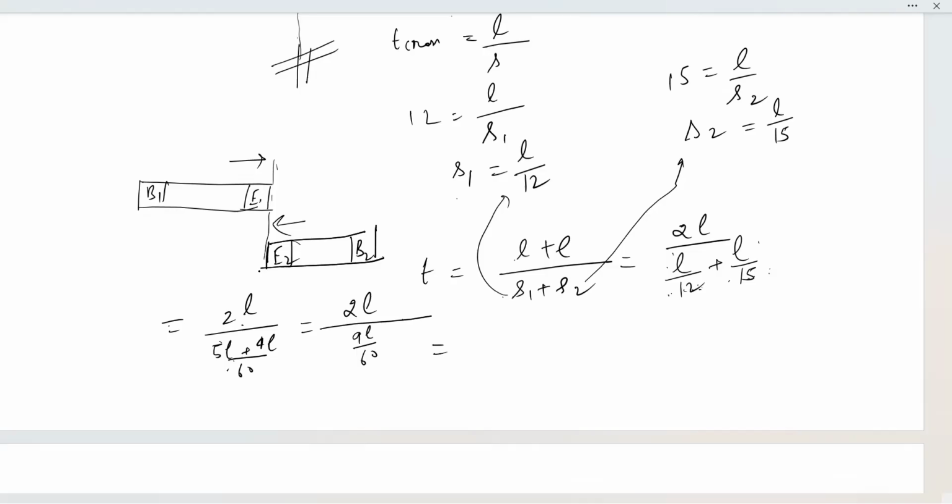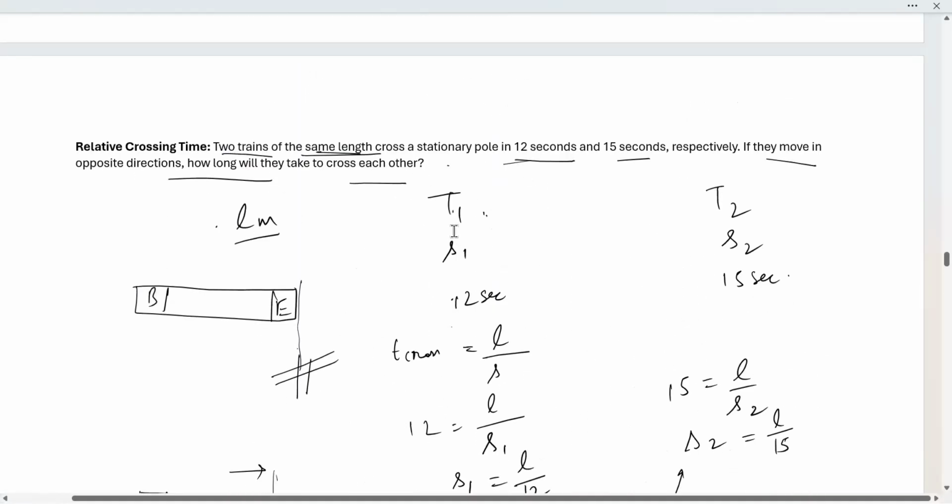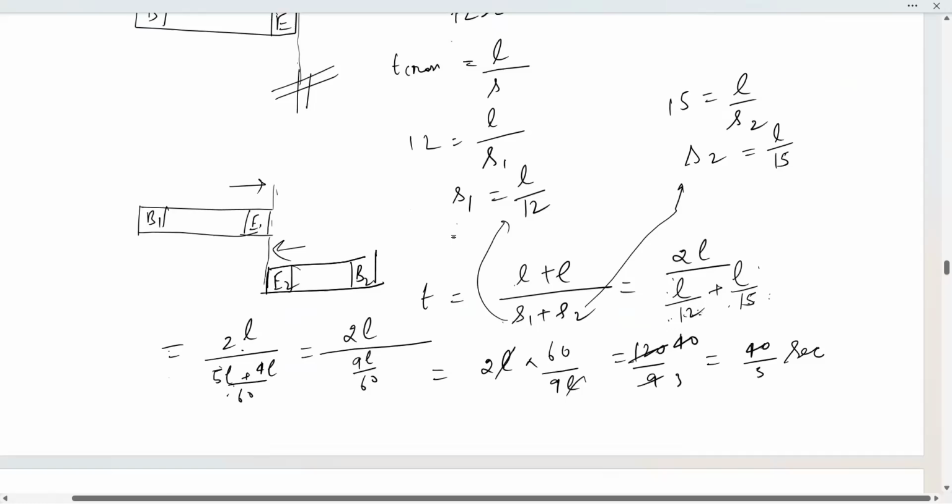And here it comes out to be 2L. This will get inverted and become 60 by 9L. The Ls cancel. We get 120 by 9. So 3 40s are 120, and 3 3s are 9. So 40 by 3 seconds, because this is what we have to find. So 40 by 3 seconds is the time the trains will take to cross each other.